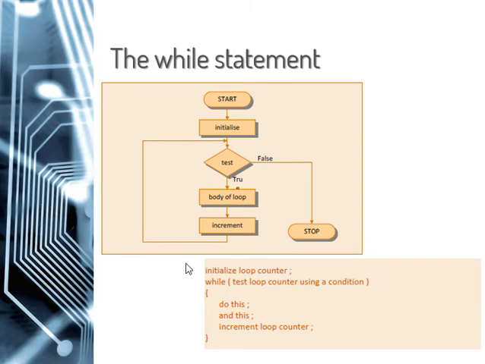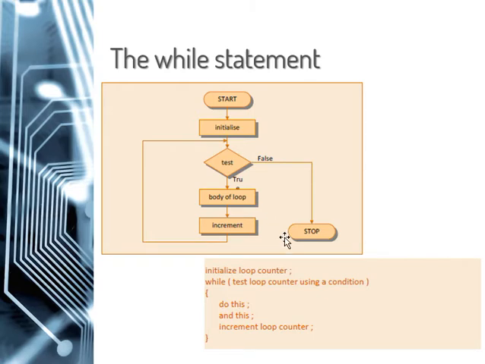Okay, so now we formally cover the while statement. This is what the while statement looks like for the for loop, in the flowchart. So first we initialize, then we test, and then we have here the body of the loop, and then we increment. So it's just like what we saw earlier.